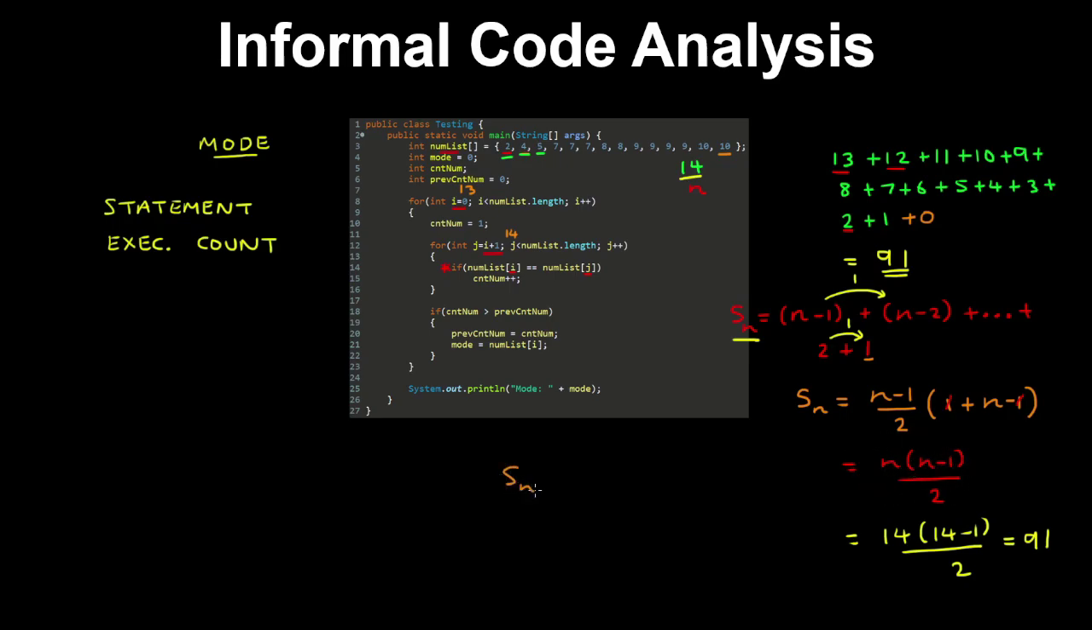So we can write this sum by expanding this multiplication, so that'll be n squared on 2 minus n on 2. And the formal notation is big O notation, where we use the fastest growing term, being n squared, to determine the complexity of the algorithm. So in this case we said the complexity is O(n squared).